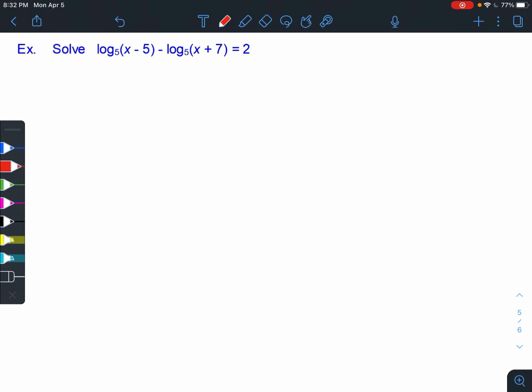Okay, what if we get a subtraction? Log base 5 of x minus 5 minus log base 5 of x plus 7 equals 2. Well, I've got a subtraction between two logs, so first thing I want to do is use my property number 2. I can turn that into a log of a division, or a quotient, so log base 5 of x minus 5 over x plus 7.